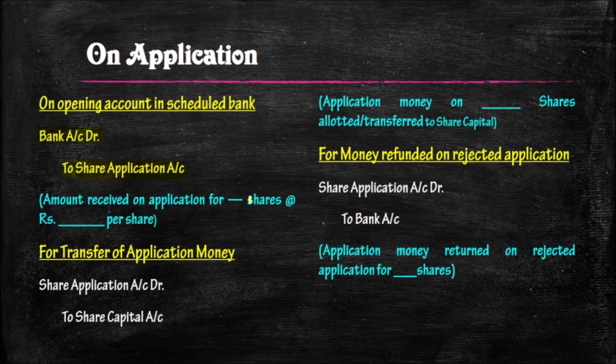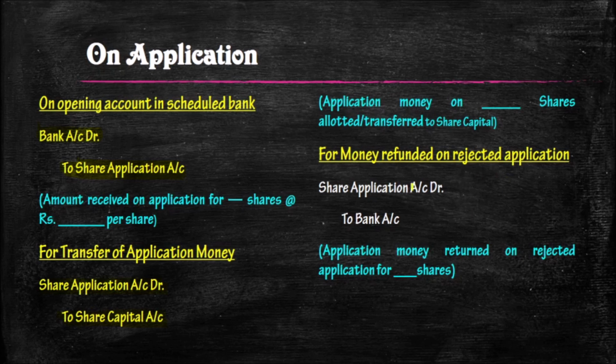And the second entry is what? The money will be transferred to the share capital account. Once the company's bank account has collected all the application money, it will be transferred to the company's share capital. Why? Because we are issuing shares for raising capital. The capital which is raised through the issue of shares is known as share capital. So the entry will be share application account attached to share capital.